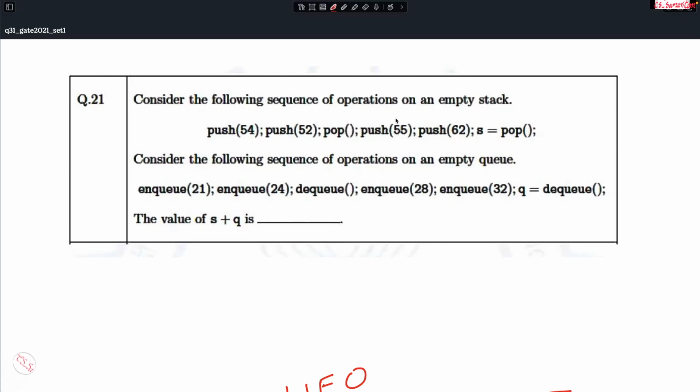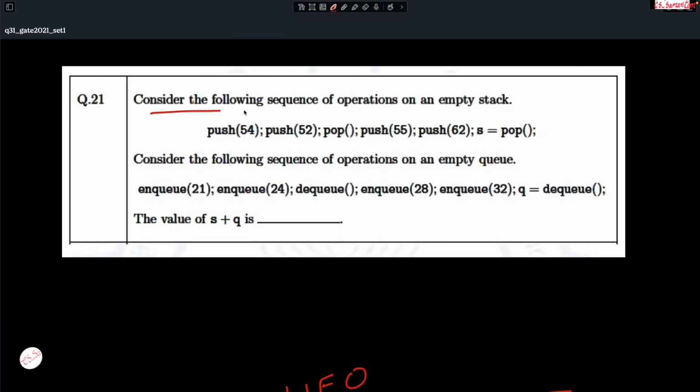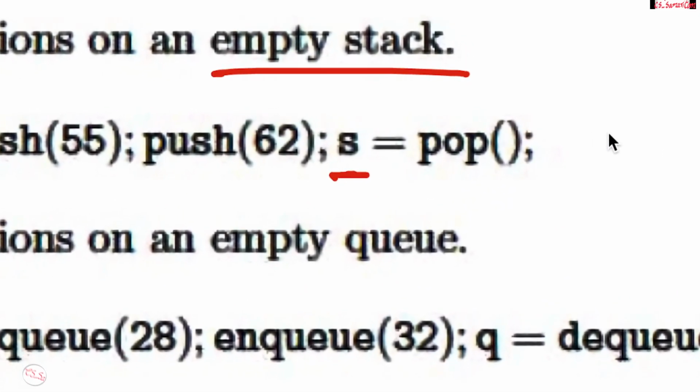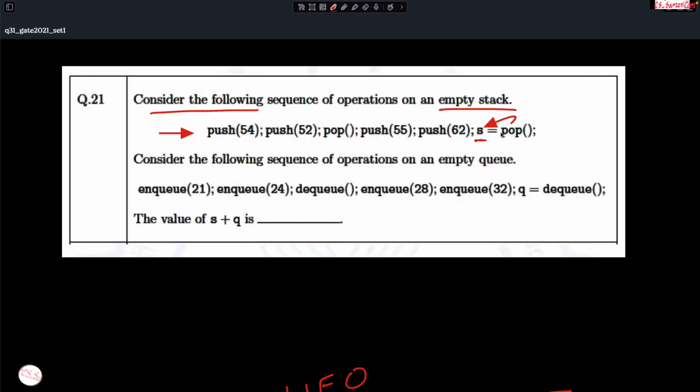Okay, so let's solve this question. The question states: consider the following sequence of operations on an empty stack. So on an empty stack, this set of operations are performed. Look closely right over here. The S variable is defined by means of this pop operation and stores the value that the pop returns inside of this S. That is important because this S is used afterwards.